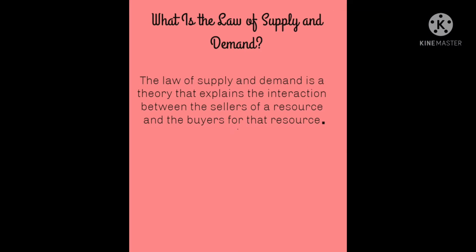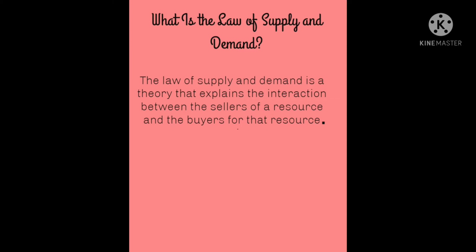The law of supply and demand is a theory that explains the interaction between the seller of a resource and a buyer for that resource. The theory defines the relationship between the price of a given good or product and the willingness of people to either buy or sell it. Generally, as prices increase, people are willing to supply more and demand less, and vice versa when prices fall.